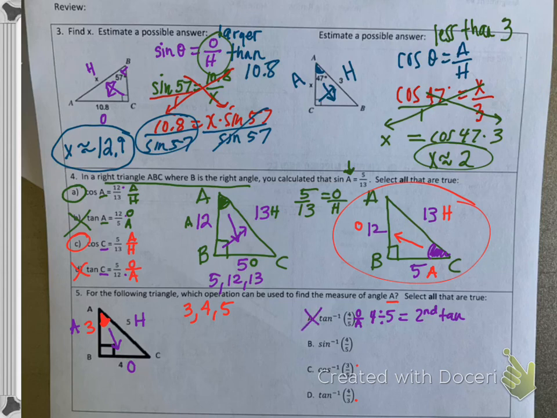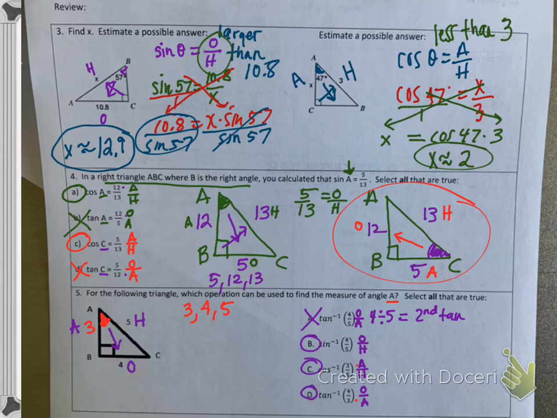For part B, is sine inverse of 4/5. Could that be used to find the reference angle? Well, let's check. Sine is defined as opposite over hypotenuse. The opposite is 4. The hypotenuse is 5, so this is actually true. Third part, cosine. Cosine is adjacent over hypotenuse. Is the adjacent 3 and the hypotenuse 5? And the answer is yes. Lastly, tangent. Tangent is opposite over adjacent. Is the opposite 4 and the adjacent 3? And again, the answer is yes.